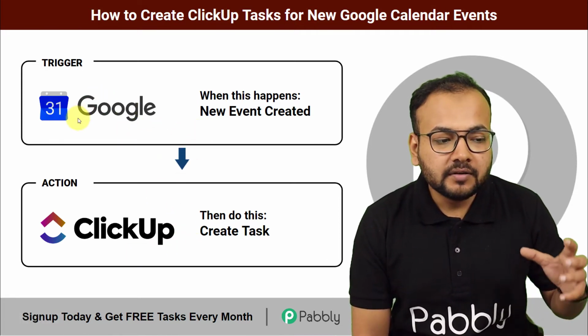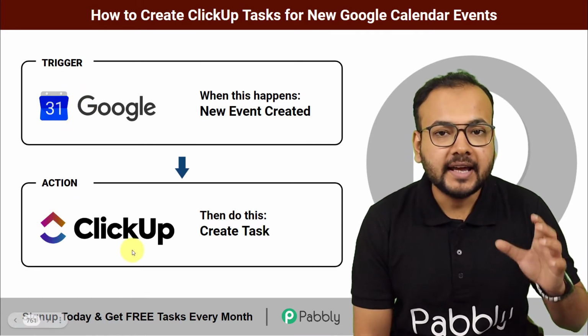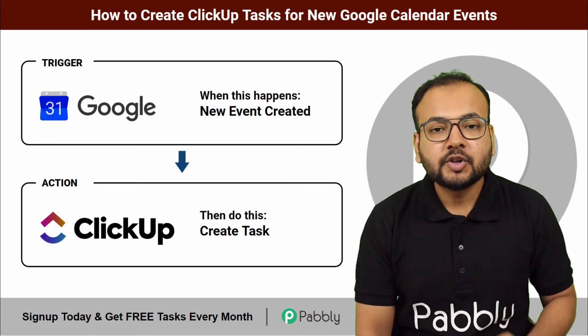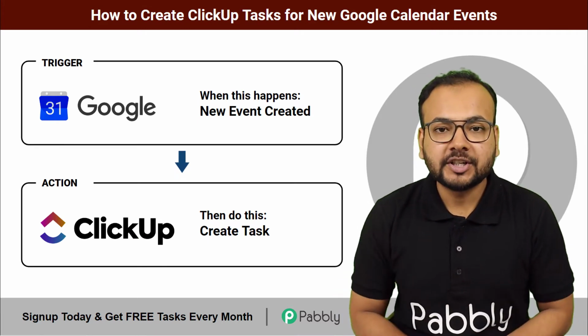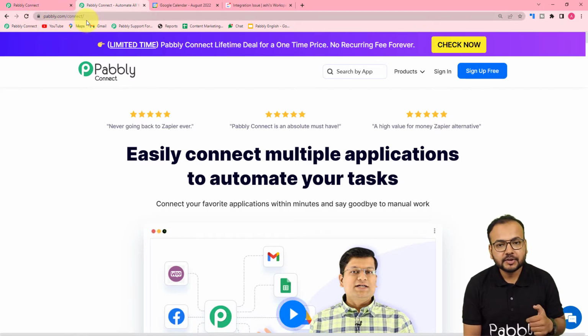So here we are using Google Calendar as our trigger application and ClickUp as an action application. Now let me show you how you can also set up this automation. So first of all, you need to reach the landing page of Pabbly Connect application, which is an integration and automation tool. So we have pasted this link pabbly.com/connect in the description as well.